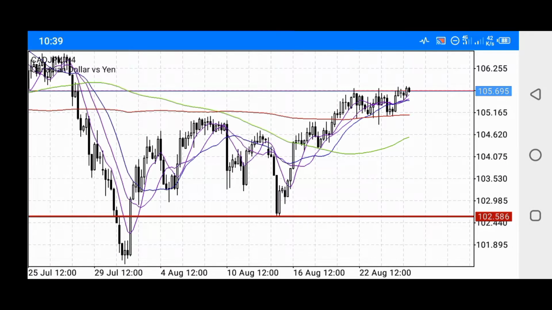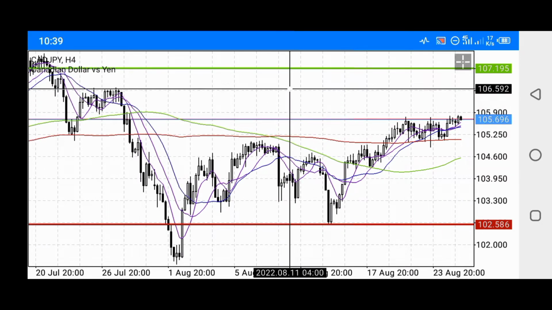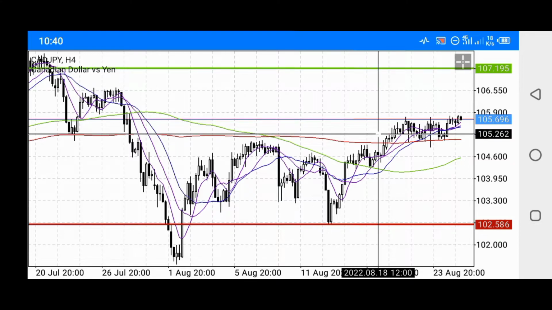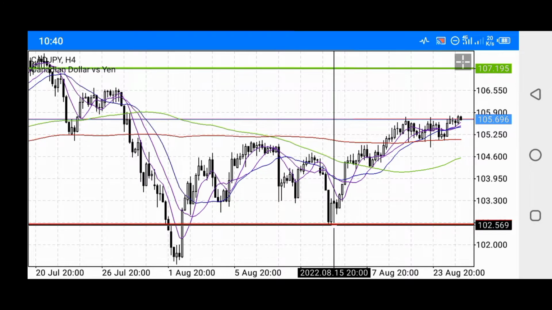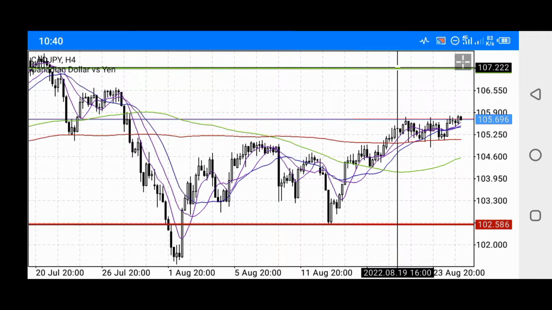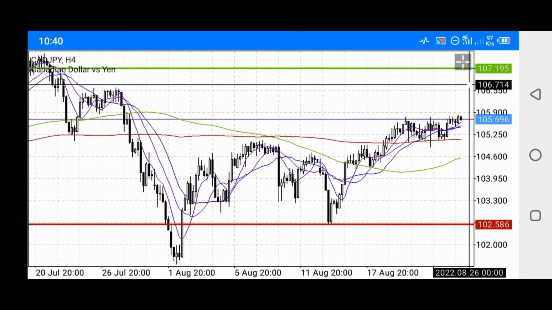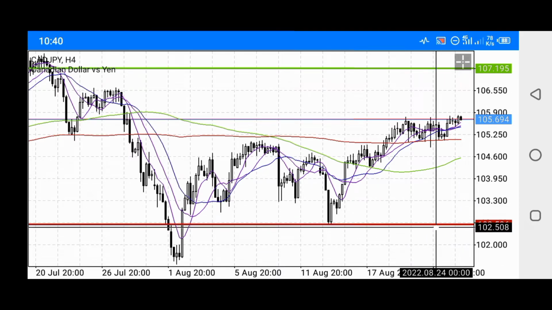So this is CADJPY on the H4 time frame, and as you can see, this is the major resistance level right here. And when price rejected at this major support level, you can see that price is making an attempt to get back to this major resistance level. So when price gets to this major resistance level, if you see a rejection candle, you can place a sell stop order right below it, and make sure that you apply your proper risk management and be careful of this major support level right here.